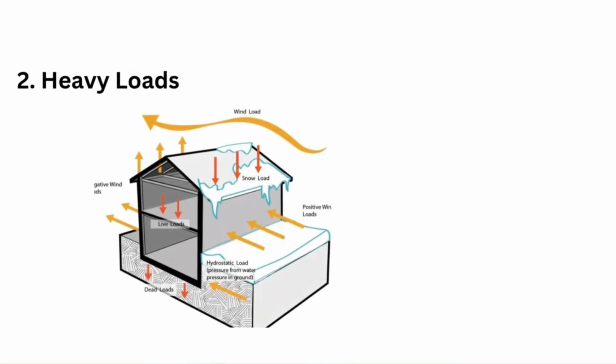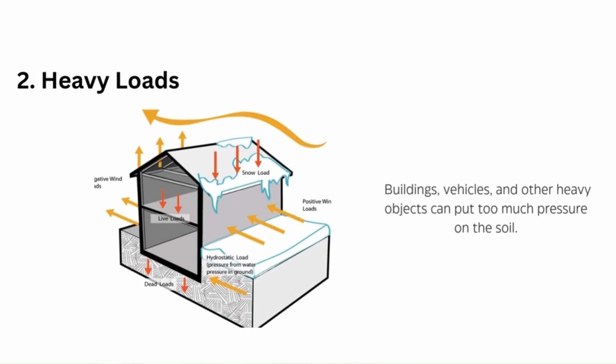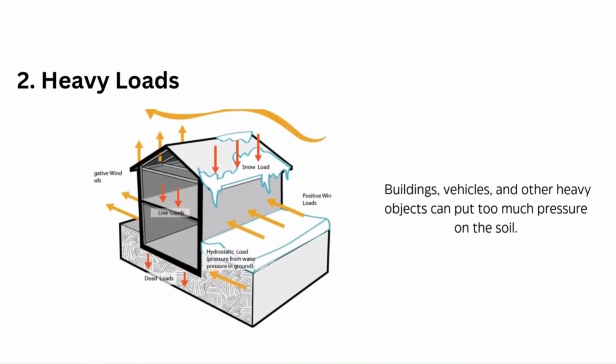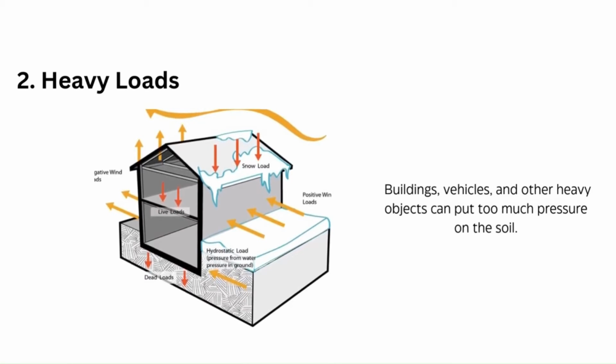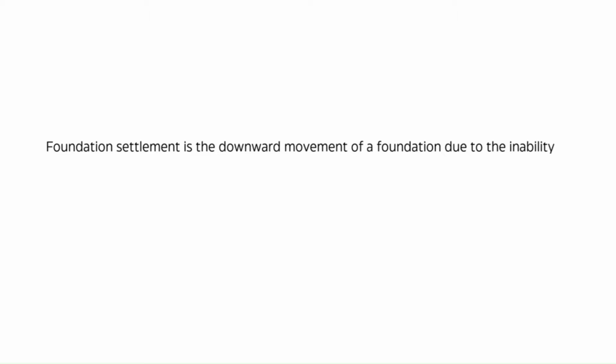2. Heavy loads. Excessive weight from the buildings, vehicles, or other objects can put undue pressure on the soil. If the soil was not designed to handle such loads, it may compress and cause the foundation to settle. So, based on this explanation, I could define foundation settlement as the downward movement of a foundation due to the inability of the underlying soil to adequately support the building weight.